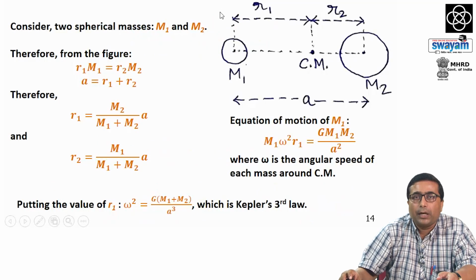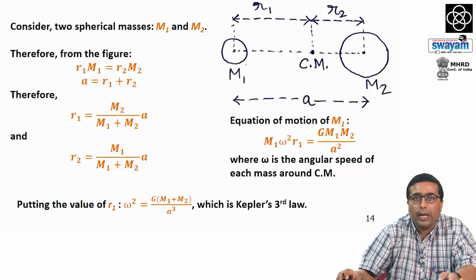Now, look at this picture. Here are two massive bodies with masses m1 and m2 rotating around their center of mass CM. The separation between the two bodies is a, and m1 is r1 distance away from the center of mass, while m2 is r2 distance away. Therefore, from this figure we can write r1 m1 equal to r2 m2, a equal to r1 plus r2, and therefore, r1 equal to m2 divided by m1 plus m2 times a, and r2 equal to m1 divided by m1 plus m2 times a.